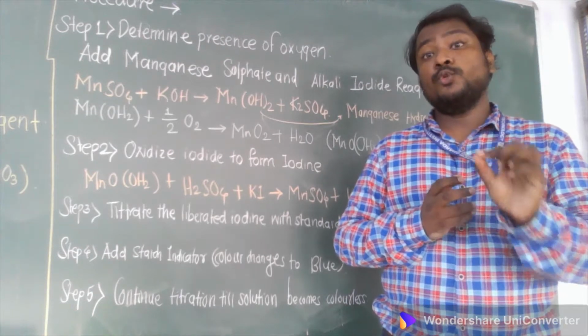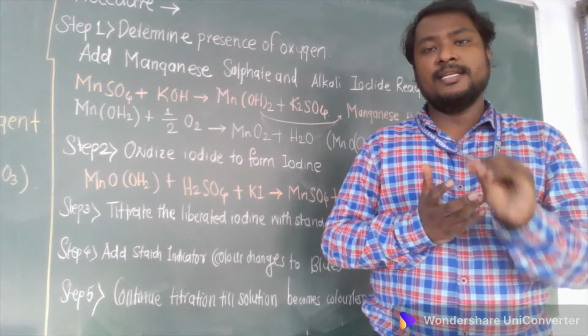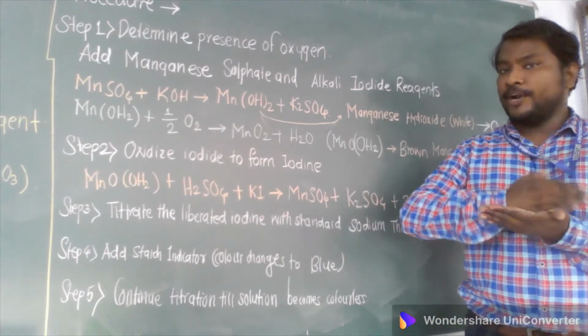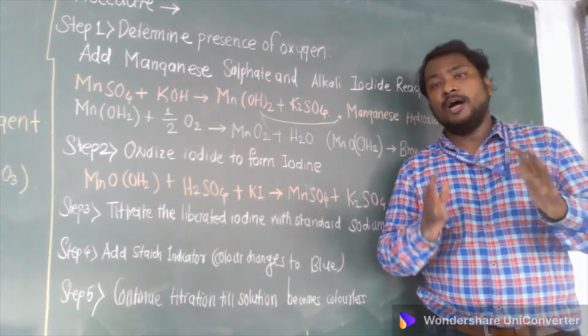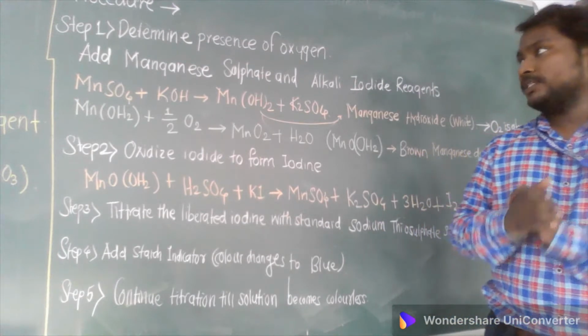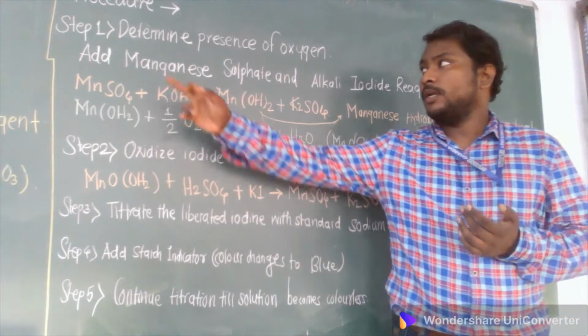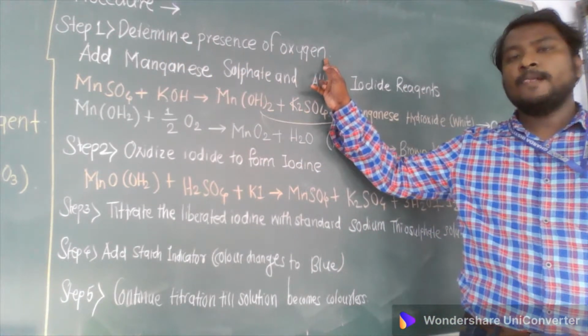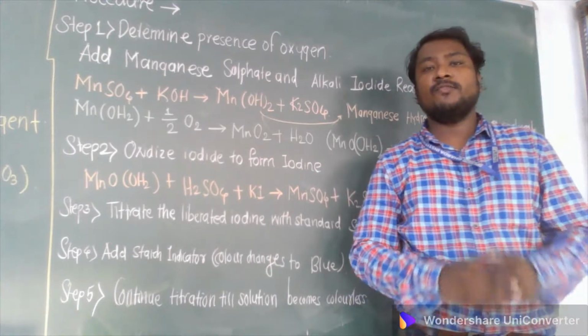We will near the end point, and this is the reaction releasing the iodine, and that iodine we have to liberate, iodide we have to convert into iodine. How it is going to convert into iodine, we will see step by step. First we will take step number 1. Step number 1 is nothing but determine presence of oxygen. First we have to determine the presence of oxygen.